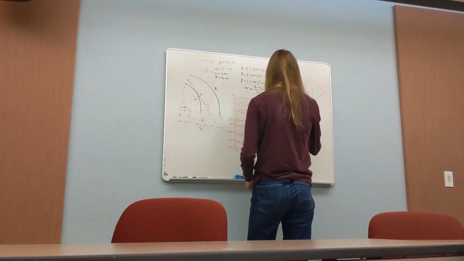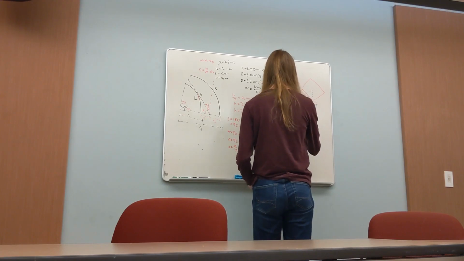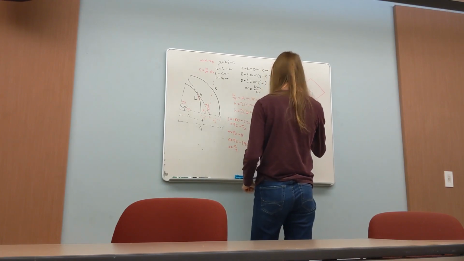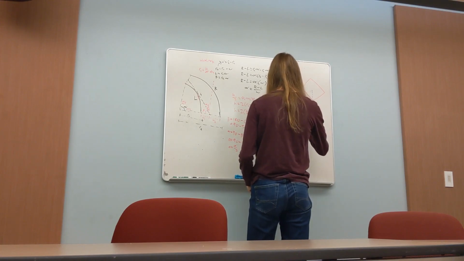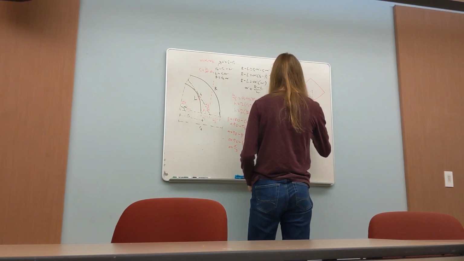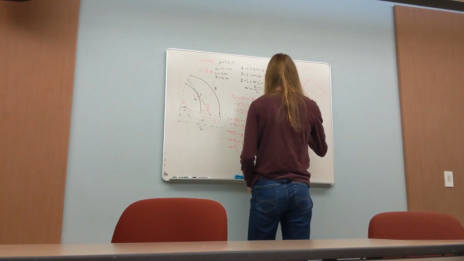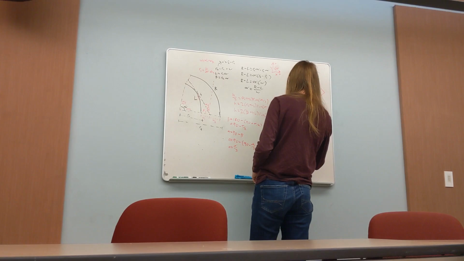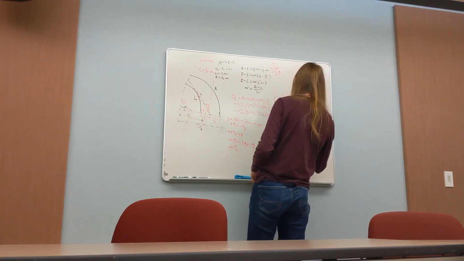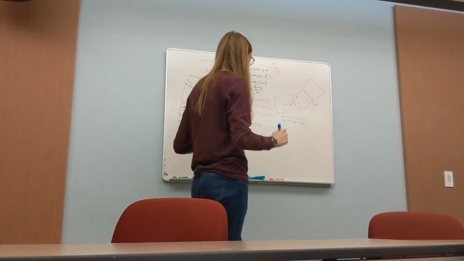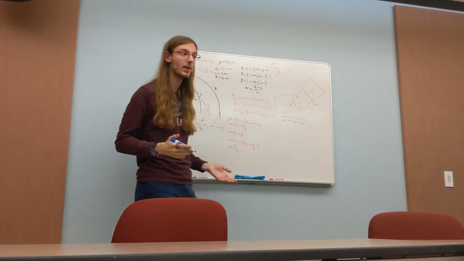So we get delta x equals h cos(theta plus alpha over 2), and delta y equals h sin(theta plus alpha over 2). So that's our delta x and delta y relative to the field.